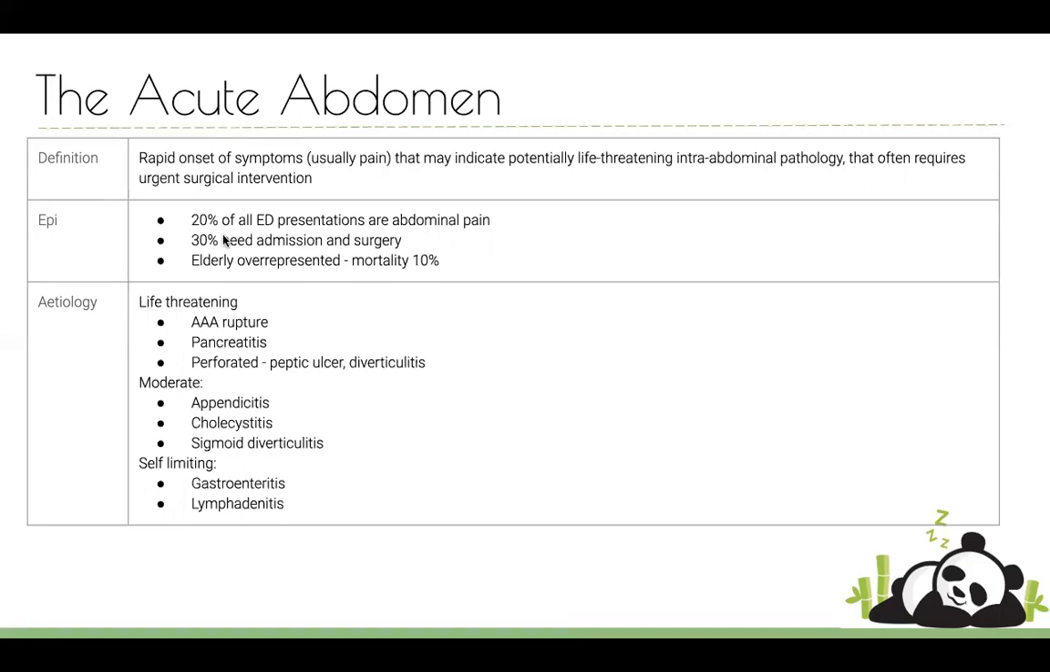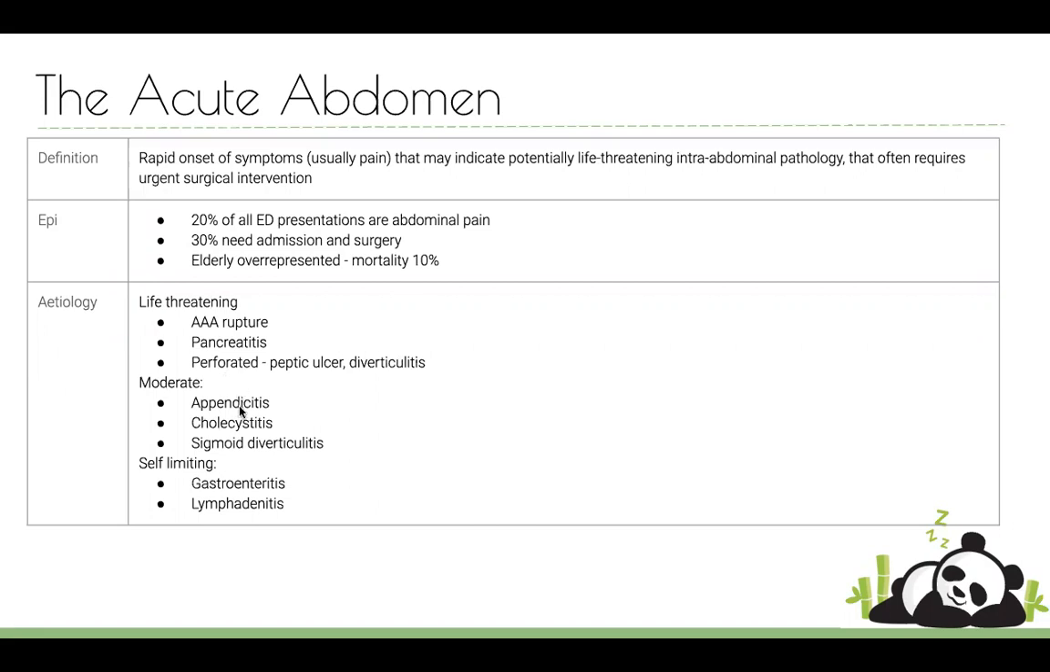20% of all emergency department presentations are abdominal pain. So this is pretty important. And 30%, so about 1/3, need admission and surgery. So of these, there are quite a few causes, but the life-threatening ones are an abdominal aortic aneurysm rupture, pancreatitis, or a perforation of the gut. So a peptic ulcer could perforate your stomach or your duodenum, and a diverticulum could perforate, I'll talk about this a bit later, but in your sigmoid colon usually.